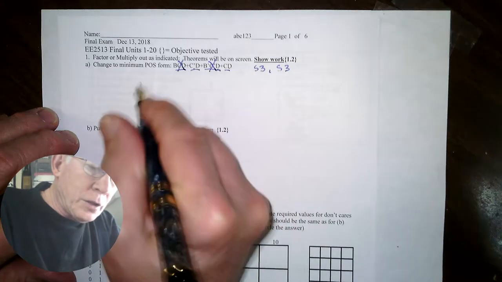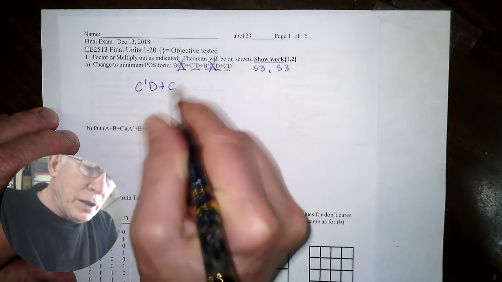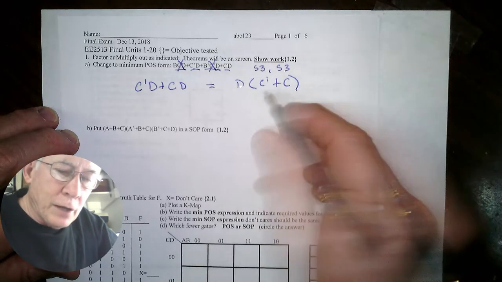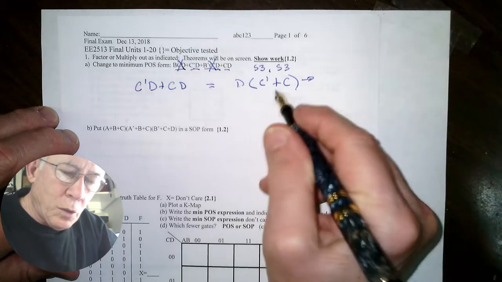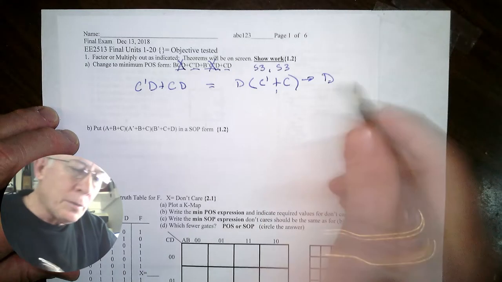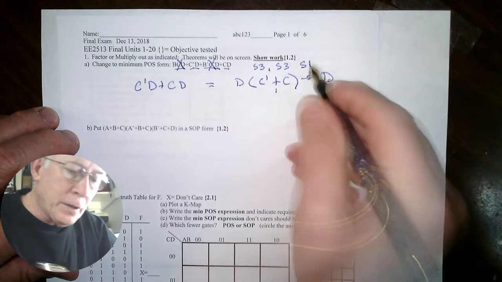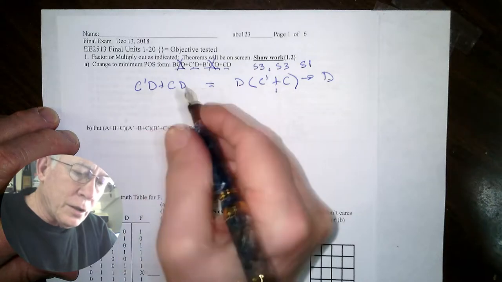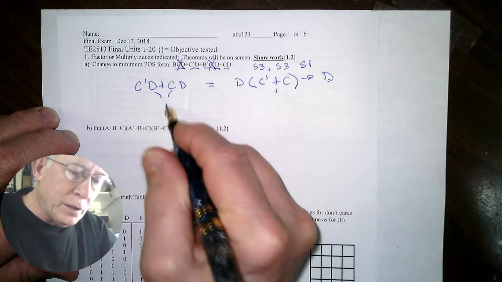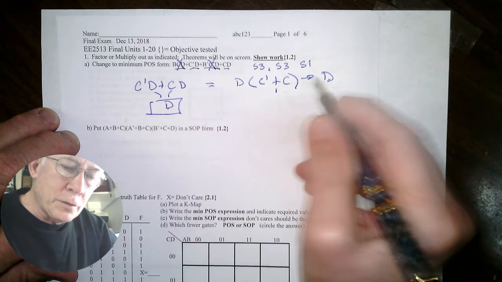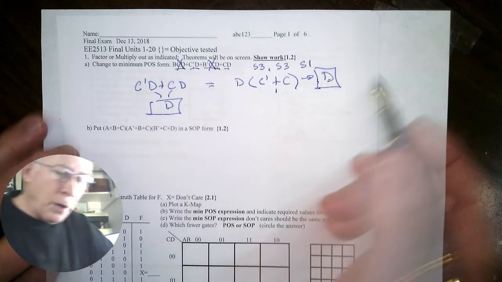Now we're left with C prime D plus CD. The easy thing to do here is just to factor out a D: D times C prime plus C. That's fine, and it turns out this simplifies to 1, so that just gives us D. But we can also look at this and use S1 and apply it here. We have a C prime D and a CD. We can combine these into just D. The C drops. And so that's our first one. Pretty straightforward.